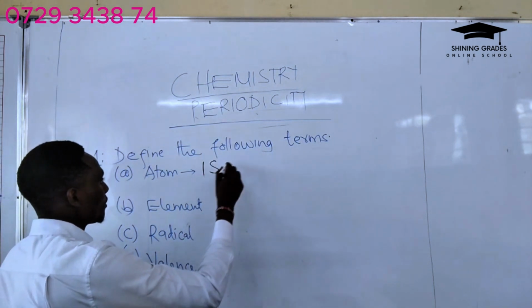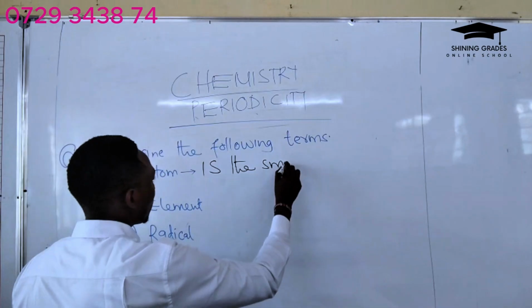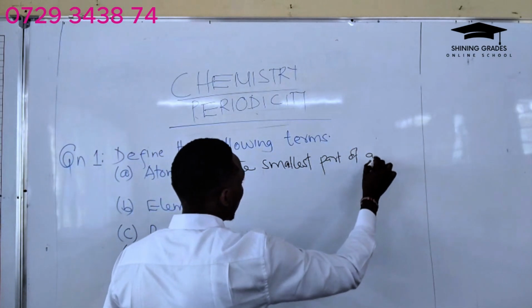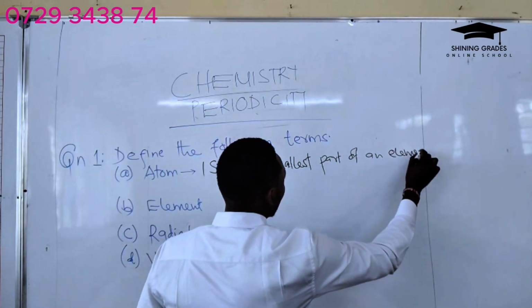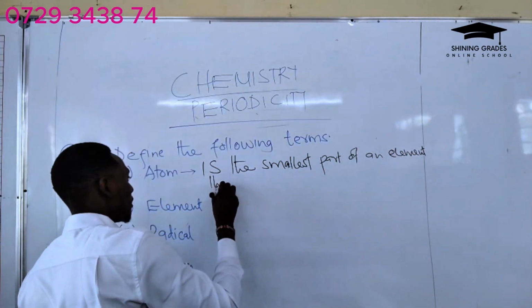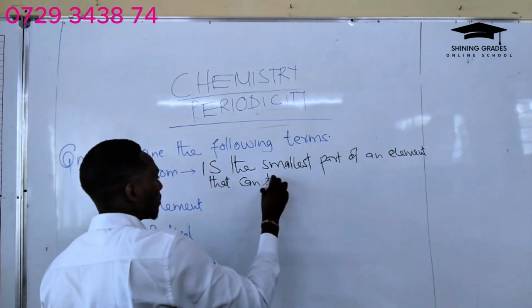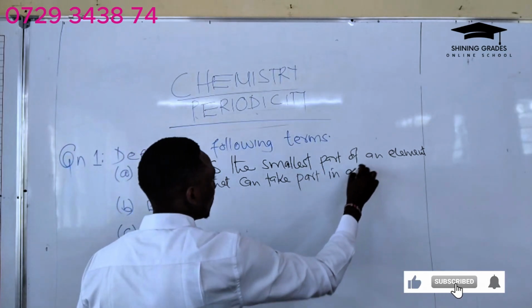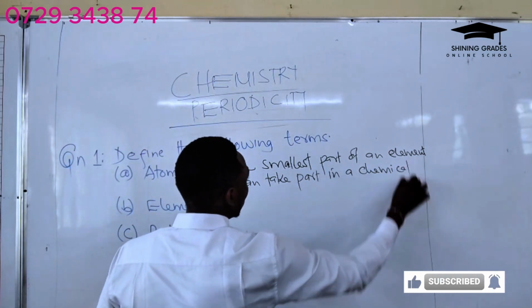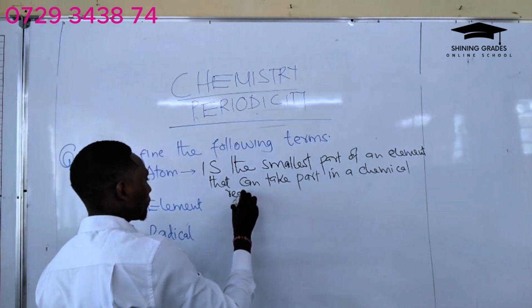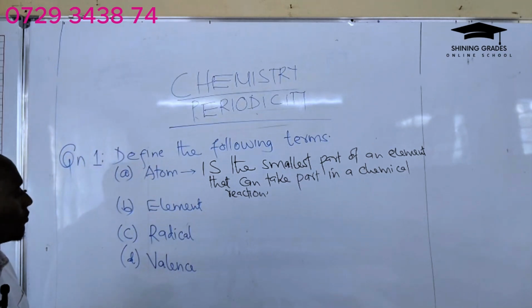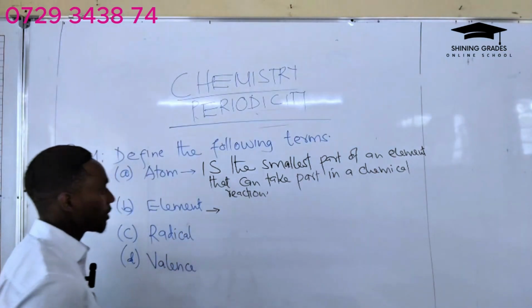An atom is the smallest part of an element that can take part in a chemical reaction. So that is what we call an atom. The next is element. What is an element?